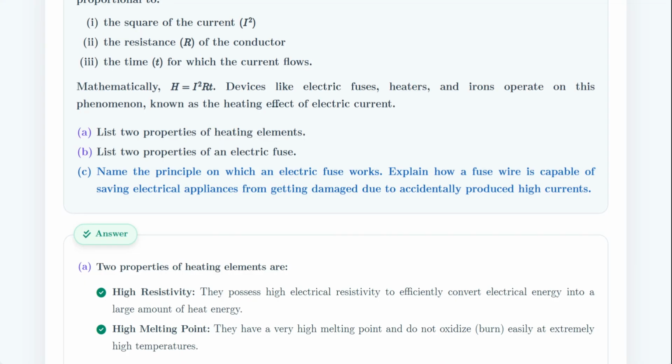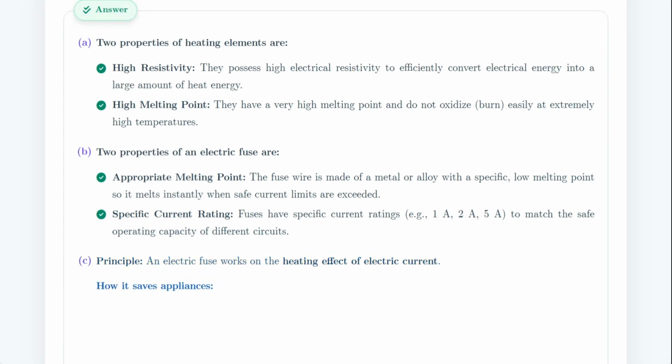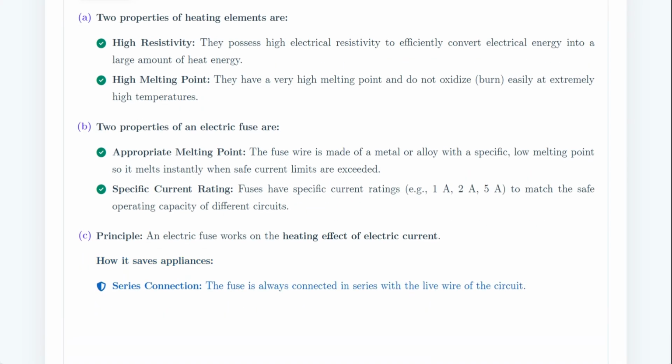Part C asks for the working principle of a fuse and how it manages to save our expensive appliances. The principle behind an electric fuse is simply the heating effect of electric current. But how exactly does it protect our devices? It is always connected in series with the live wire.